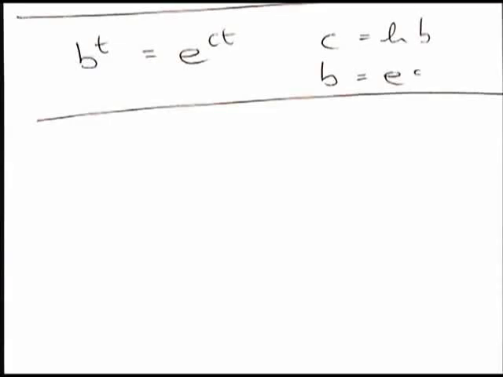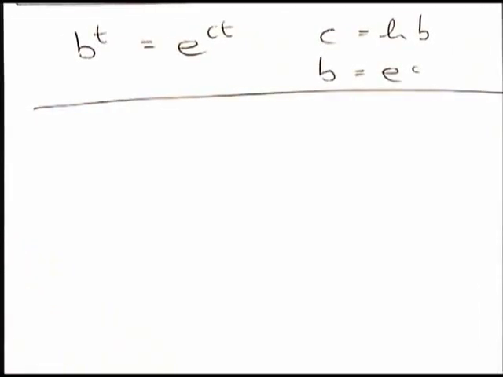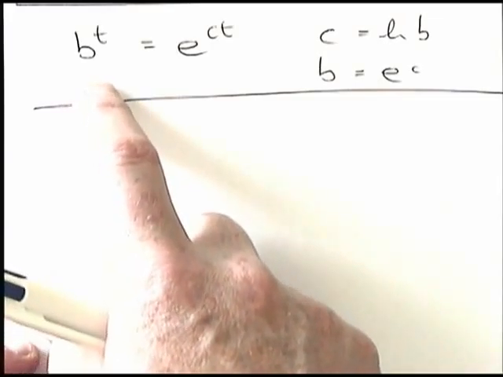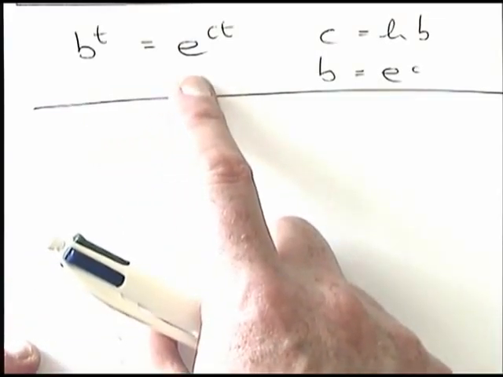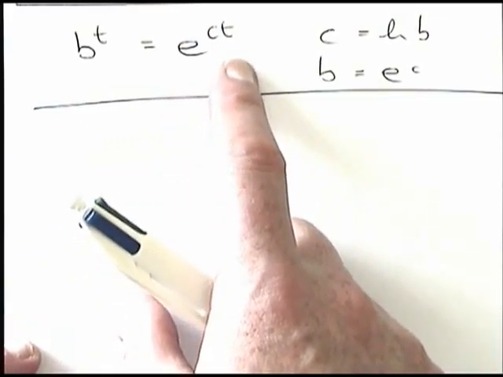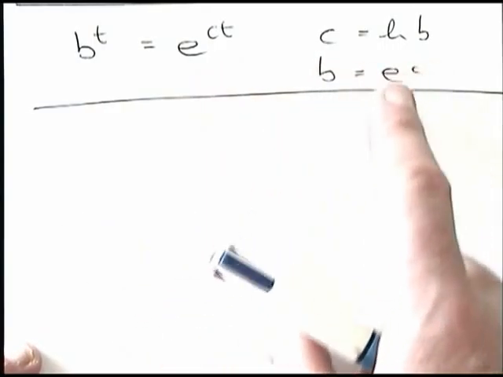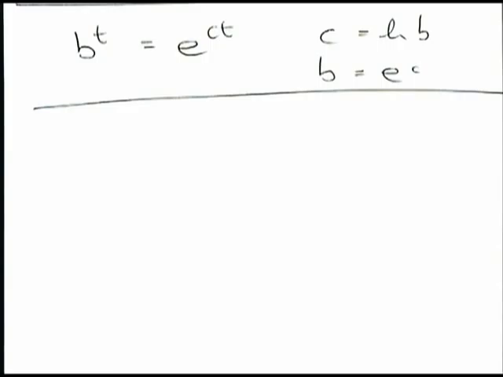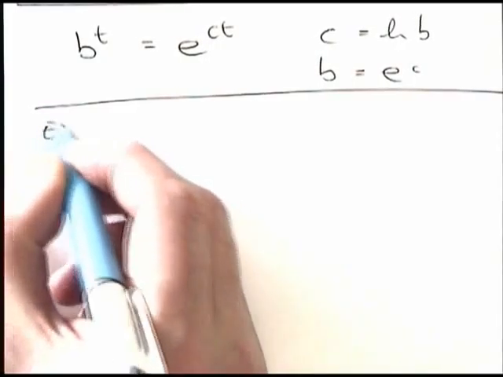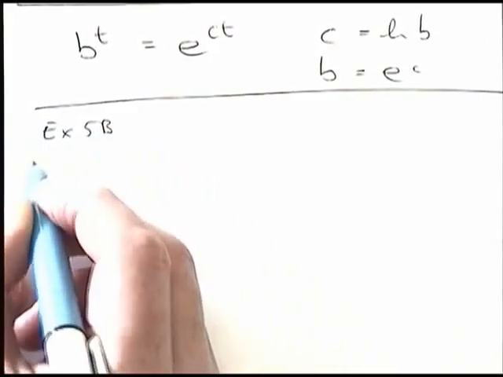So what you can see on screen at the moment is a summary really of what we've got so far. That b to the power of t can be written down as e to the power of ct, where c is equal to log of b and b is equal to e to the power of c. That's the key thing here. So what we're going to do now is have a look at some of the questions from C3, exercise 5b.